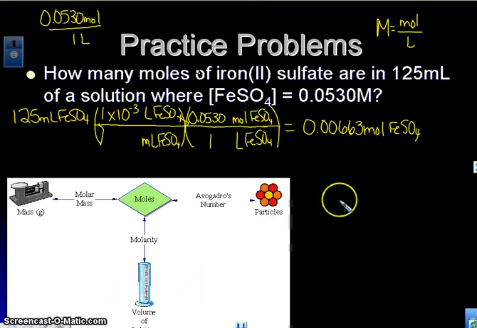And remember that your answer will have 3 significant figures, just like your numbers from your problem. There are 3 here, and this one also has 3. Remember, those first 2 zeros are not significant. Let's try the next problem.